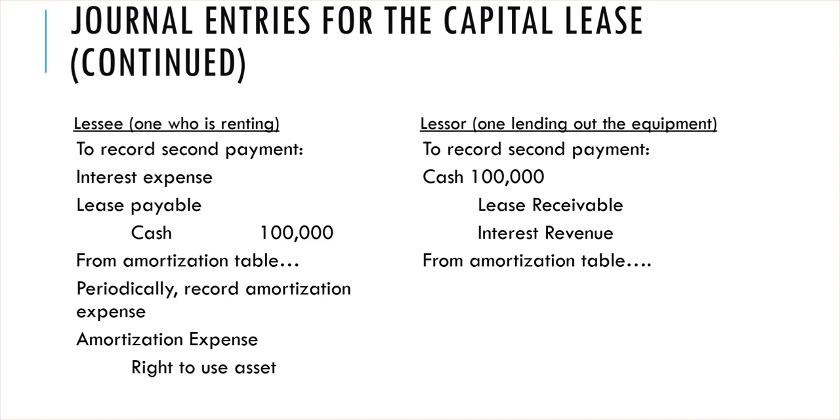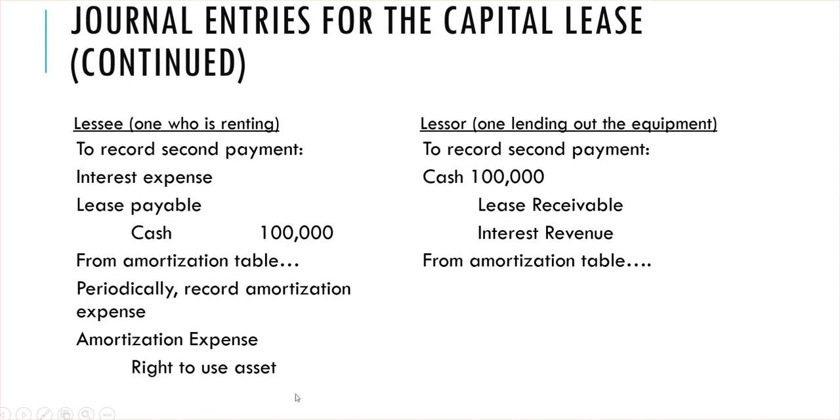Now, if the asset is off the books of the owner, there is no depreciation taken. The asset is showing up on the lessee's books, but it is not showing up as a PP&E item because they don't own it. It is called the right to use asset. We need to remove the right to use asset and record amortization expense, and this is done just like you would record depreciation.